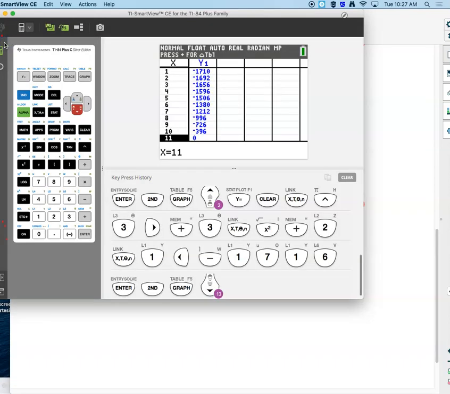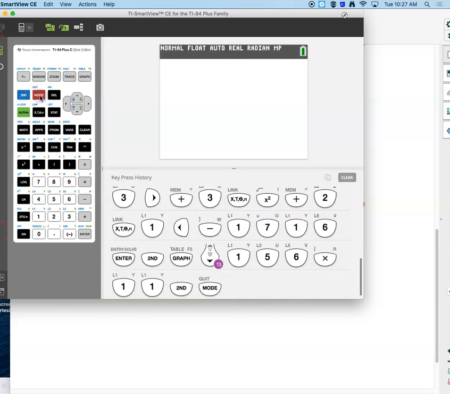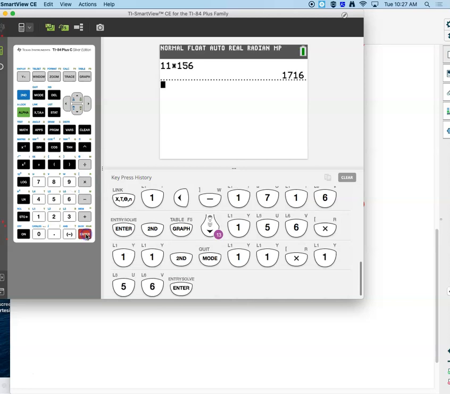I just wanted to show everybody that that's going to work. Oh, I'm not even on the right screen. Here we go. 11 times. Oh, that took so long, I forgot what it was. There it is.